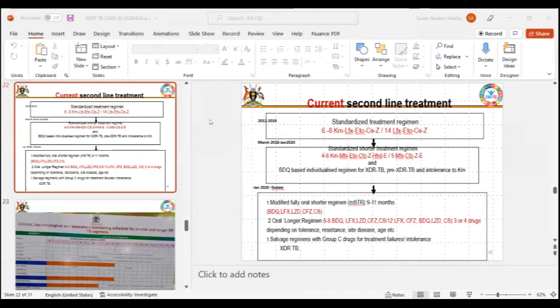Sorry for that. Yes, so I was talking about the journey of the treatment that we're now using, the oral regimen, even the modified short regimen or the longer regimen, depending on severity of disease.